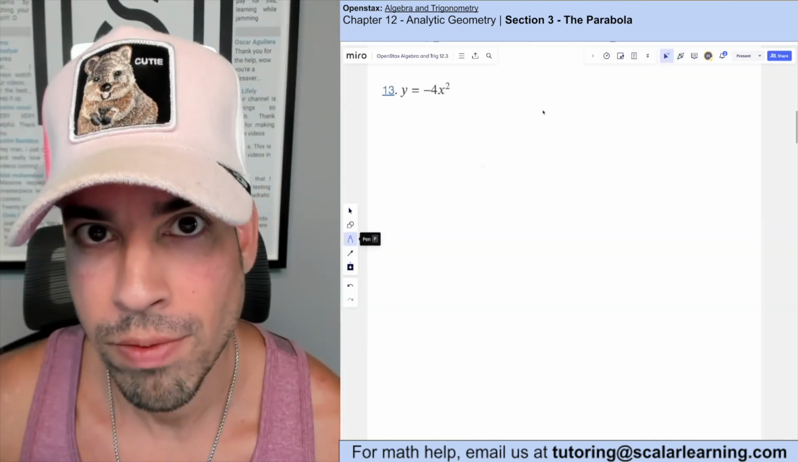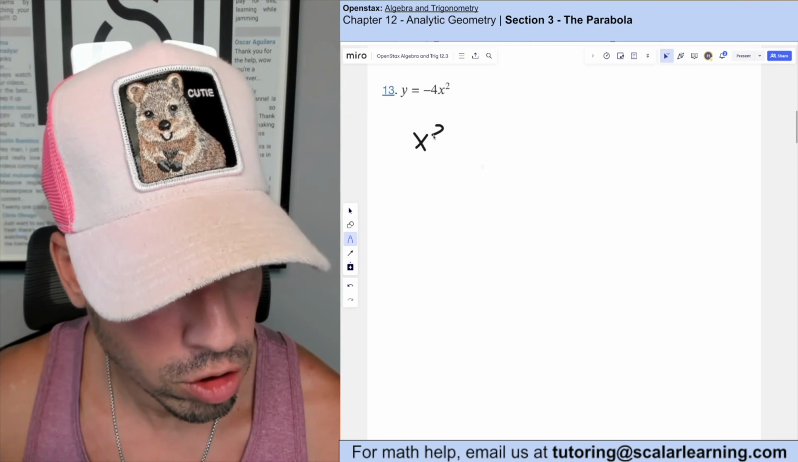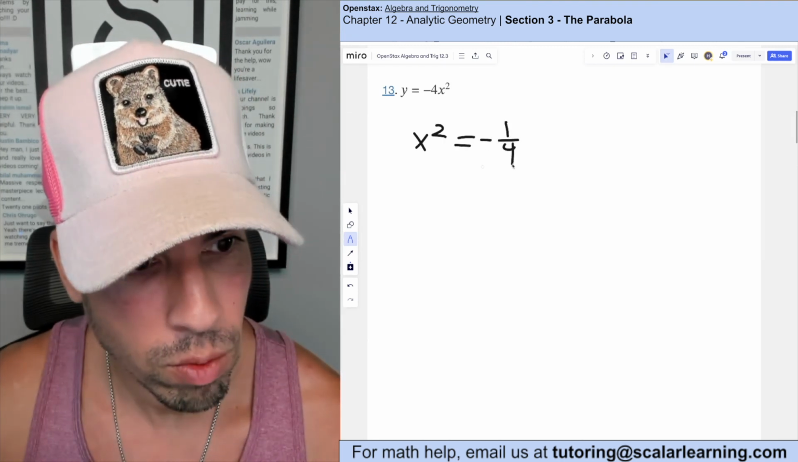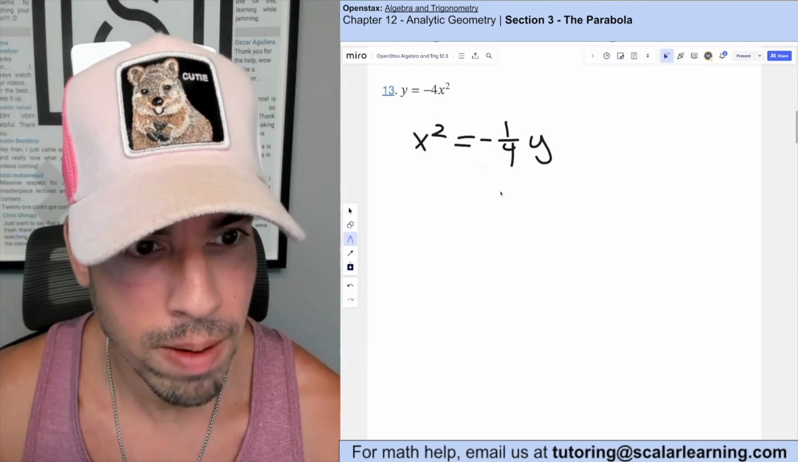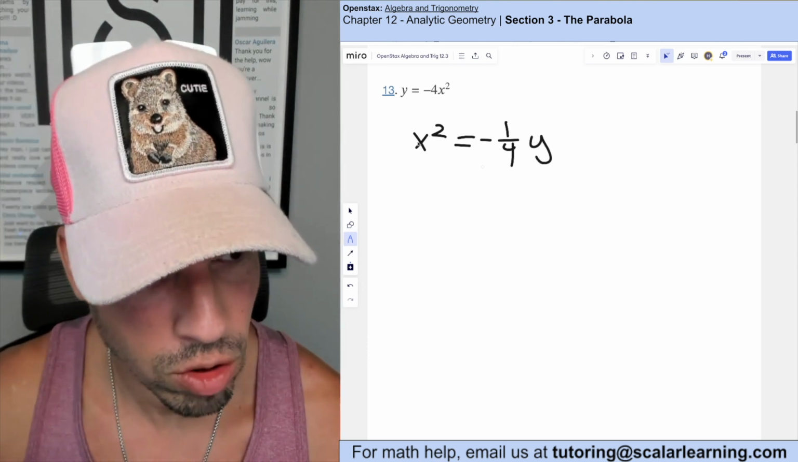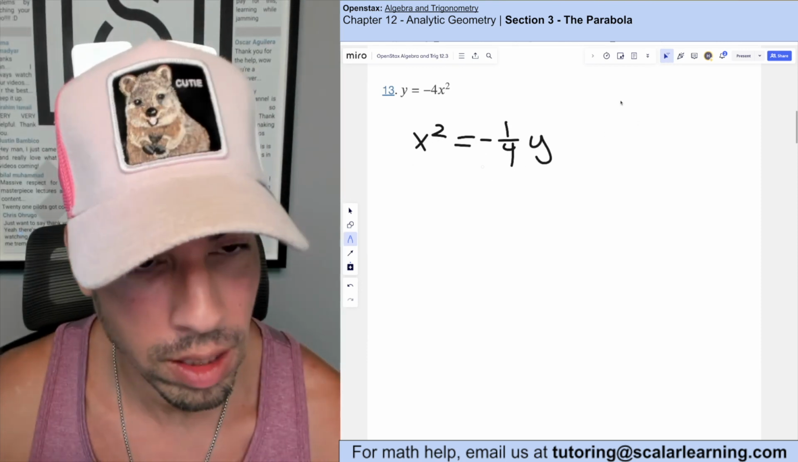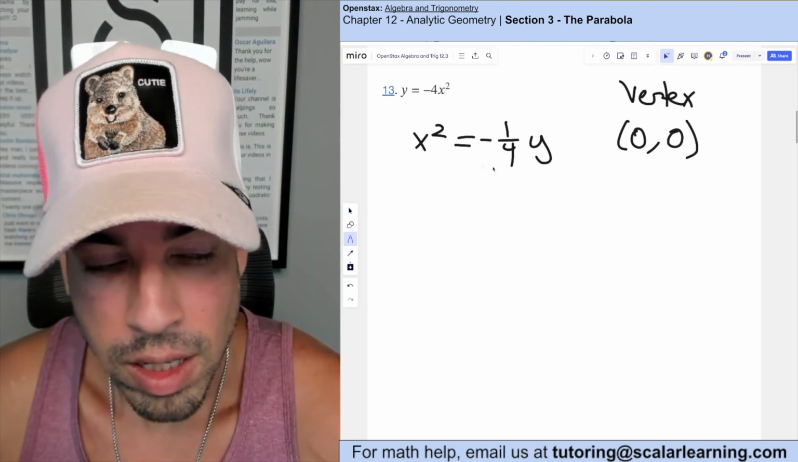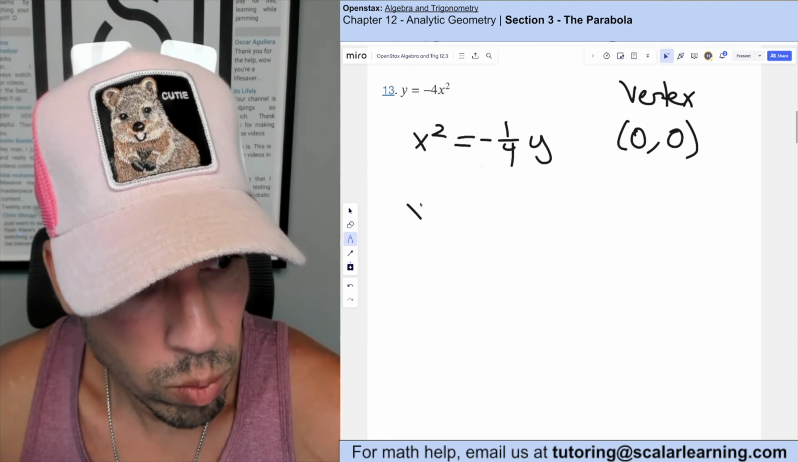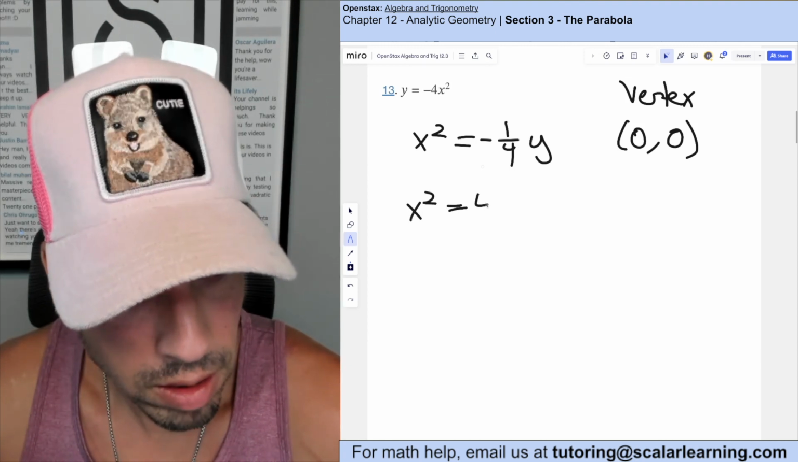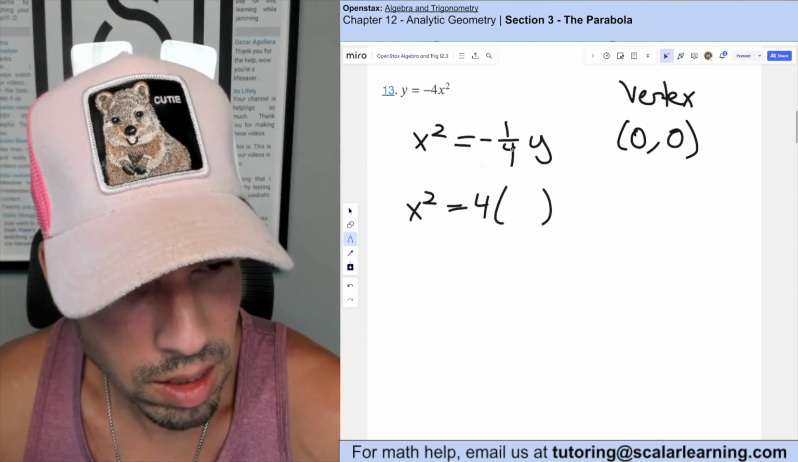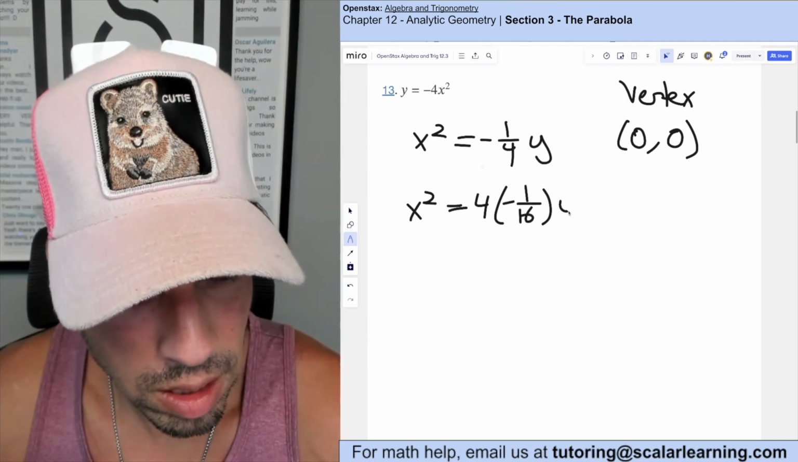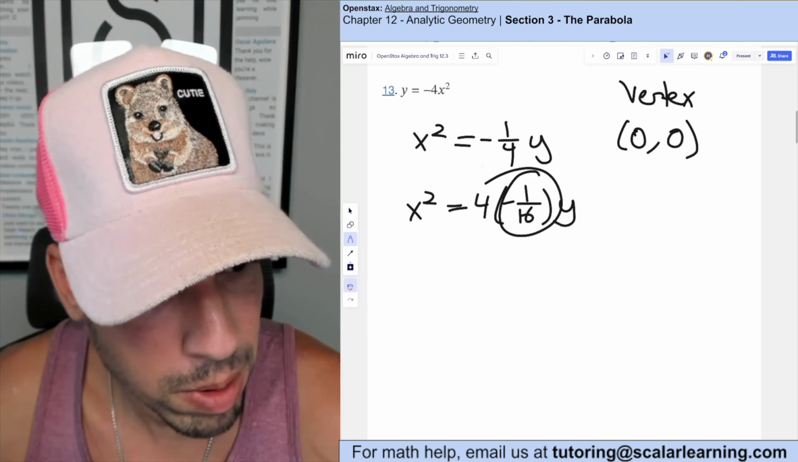Done. So for this one, first, we're going to isolate that x squared. So I'm going to divide both sides by -4, which is going to be -1/4 times y. So again, since there's no x minus or y minus or anything like that, we know the vertex is at 0, 0, the origin. And then to get it into that nice standard form, remember, we want a 4 in front, ideally, right? So I'm going to pull out a 4, and it's like dividing this one by 4, which makes it -1/16 y. And now we have our p-value, okay?